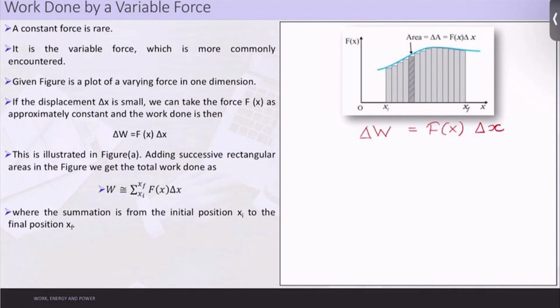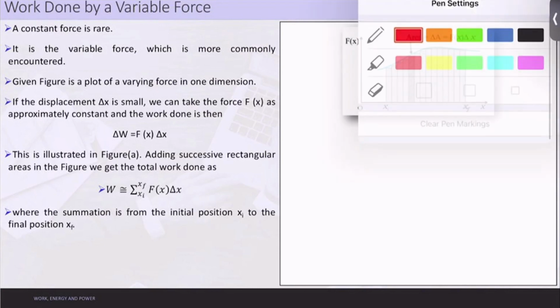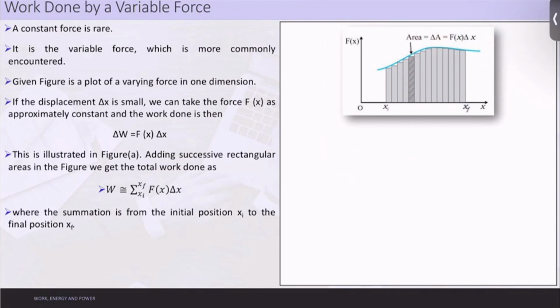This is illustrated in figure A. So this is your figure A, in which it has been explained that for very small values, if I just look at this very small delta x, then for this we can directly say that work done is nothing but f of x into delta x. Or in another term, it is nothing but this small area. This small area is nothing but the work done in that very small displacement delta x. Fine. So we got this concept first of all. Now let us move with this concept.